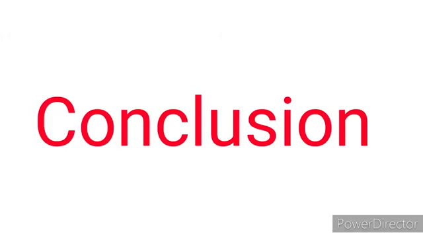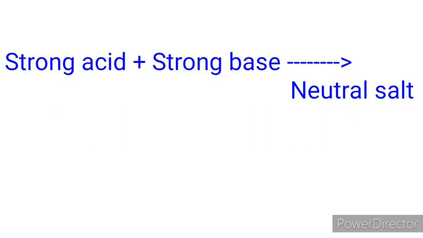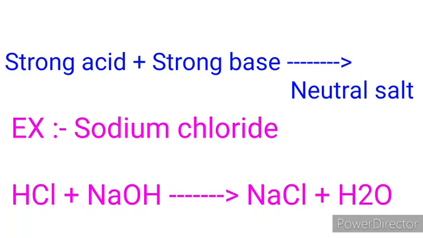Okay children, after observing the table, finally we understood that the salt of a strong acid and a strong base is neutral and the pH value is 7. For example, take sodium chloride. This sodium chloride is formed by hydrochloric acid and sodium hydroxide. Here, hydrochloric acid is a strong acid and sodium hydroxide is also a strong base. So, the nature of sodium chloride is neutral and the pH value of sodium chloride is 7.